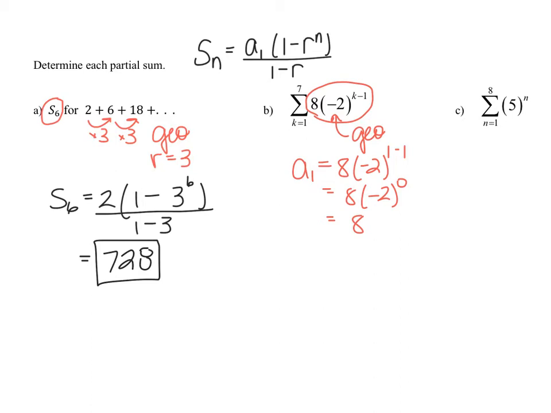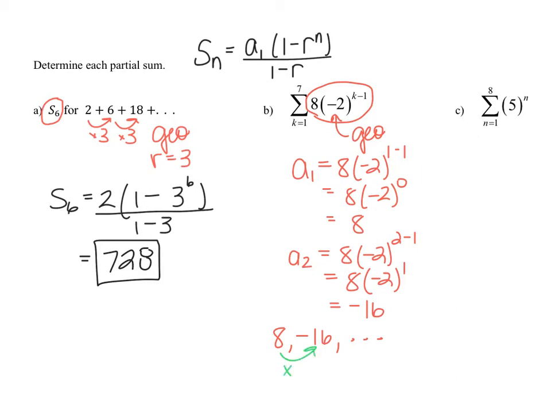Now if I did this a second time, to find the second term, and I substitute in 2, we'd have 8 times -2 raised to the 2 minus 1 power, which is the same as 8 times -2 to the first, which would give me -16. So this would show that the first term of the sequence is 8, and the second term is -16, and then we would continue on. And you can see here that to go from 8 to -16, we multiply by -2. So if I multiply by -2 repetitively, that's telling me that my common ratio is -2.